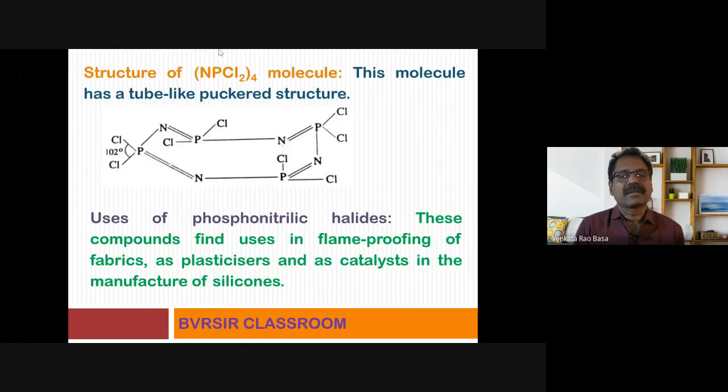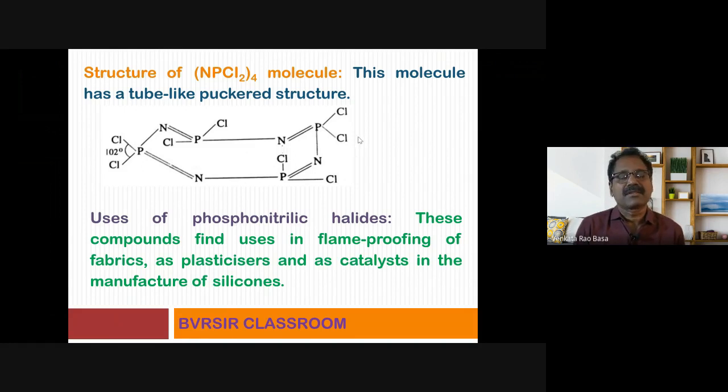Now, the structure of the tetramer. This molecule has a tube-like puckered ring structure as shown here. You observe this structure, a tube-like structured molecule. Please try to practice this. If asked in the examination, you have to draw the structures of both the trimer as well as the tetramer.